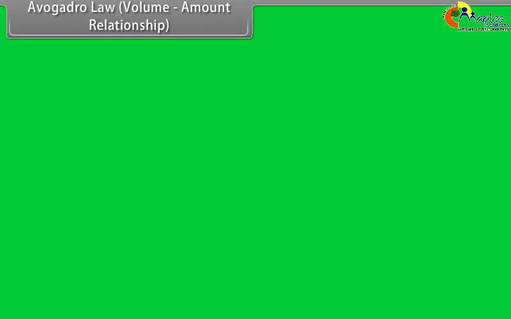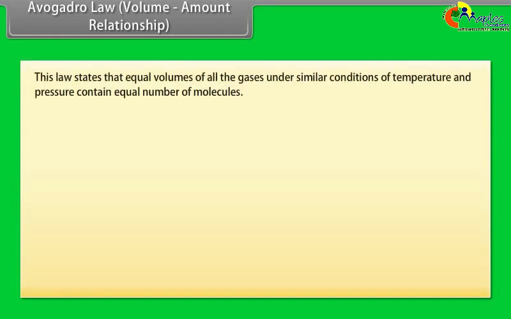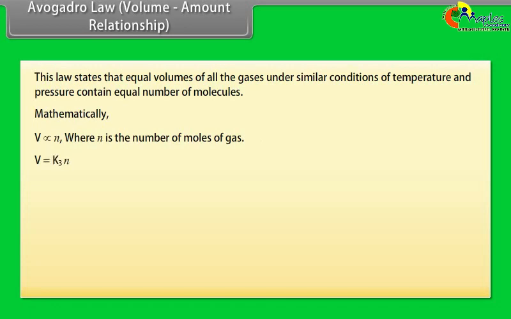Avogadro's law. Volume-amount relationship. This law states that equal volumes of all gases under similar conditions of temperature and pressure contain an equal number of molecules. Mathematically, volume is directly proportional to the number of moles of gas. V is equal to K3 n, where K3 is constant of proportionality.